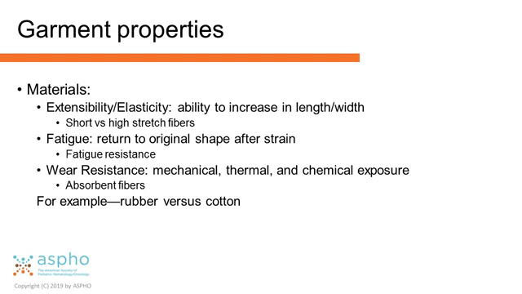So just talking about some of the, in looking at the prescription of that actual garment, materials and construction are two things that are considered. So the material, looking at the extensibility, the elasticity of it, there are short stretch or high stretch fibers. The fatigability of it, the ability for it to return to the original shape after strain. Wear resistance to mechanical, thermal, and chemical exposure are all things to consider. So for example, if there's rubber versus cotton in those materials, it's going to react very differently to the use that especially highly active kids are going to put on these garments.